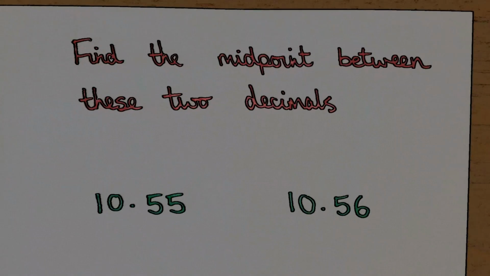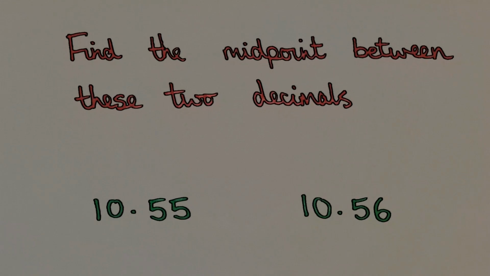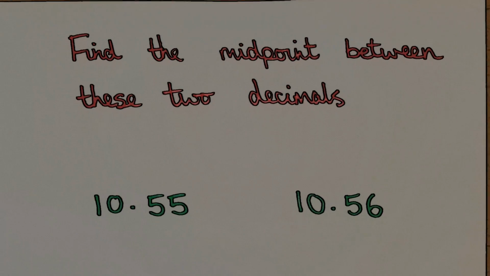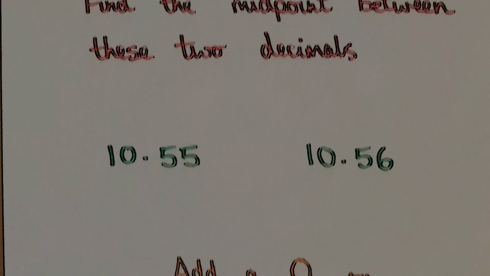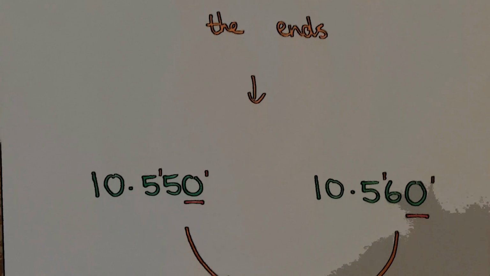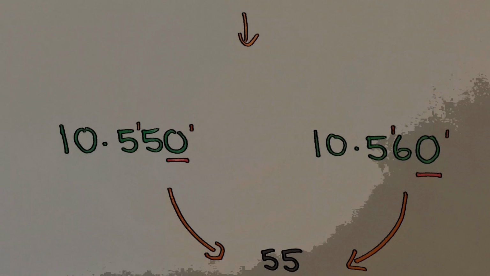Here's the next question. Find the midpoint between these two decimals. The two decimals are 10.55 and 10.56. If you ever get faced with this, the trick is to add a zero to the end. So make it 10.550 and 10.560.